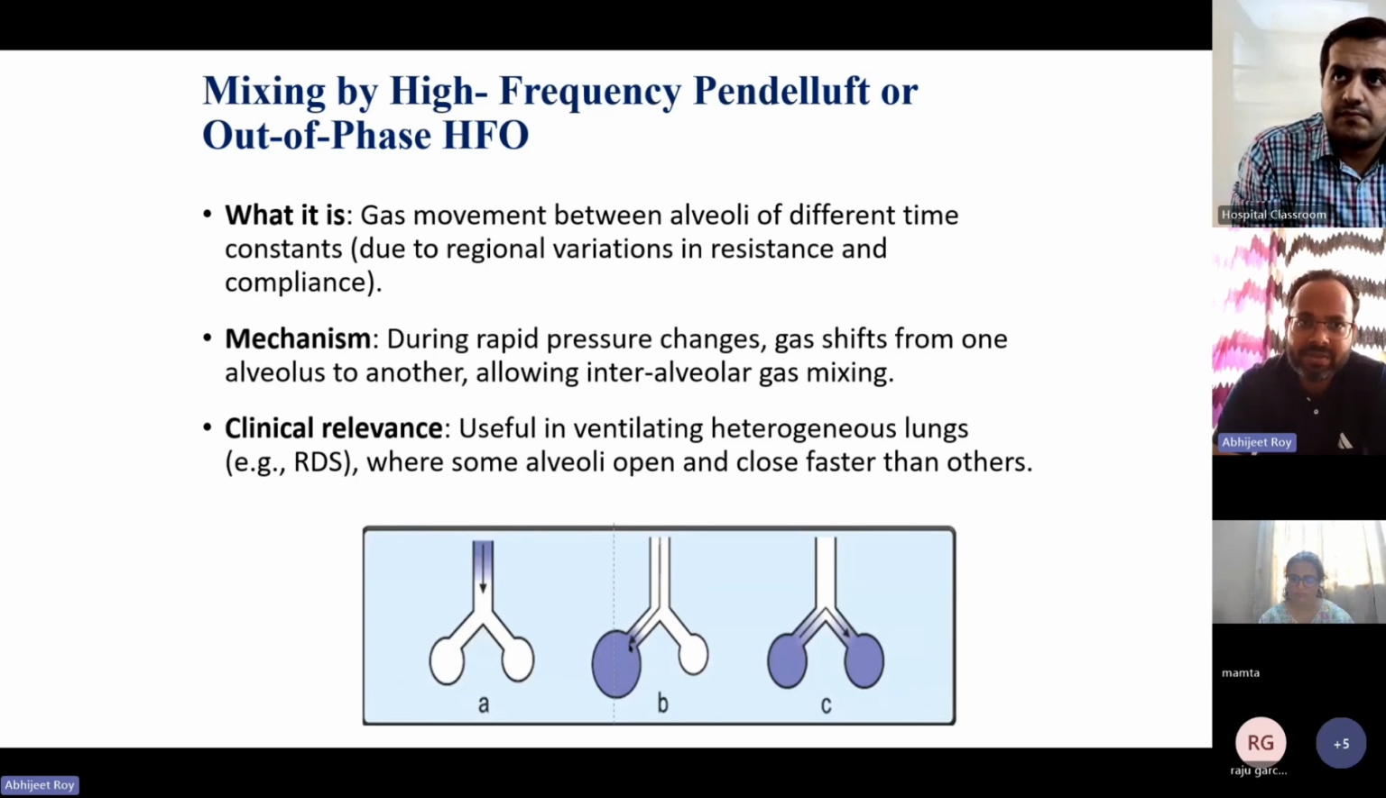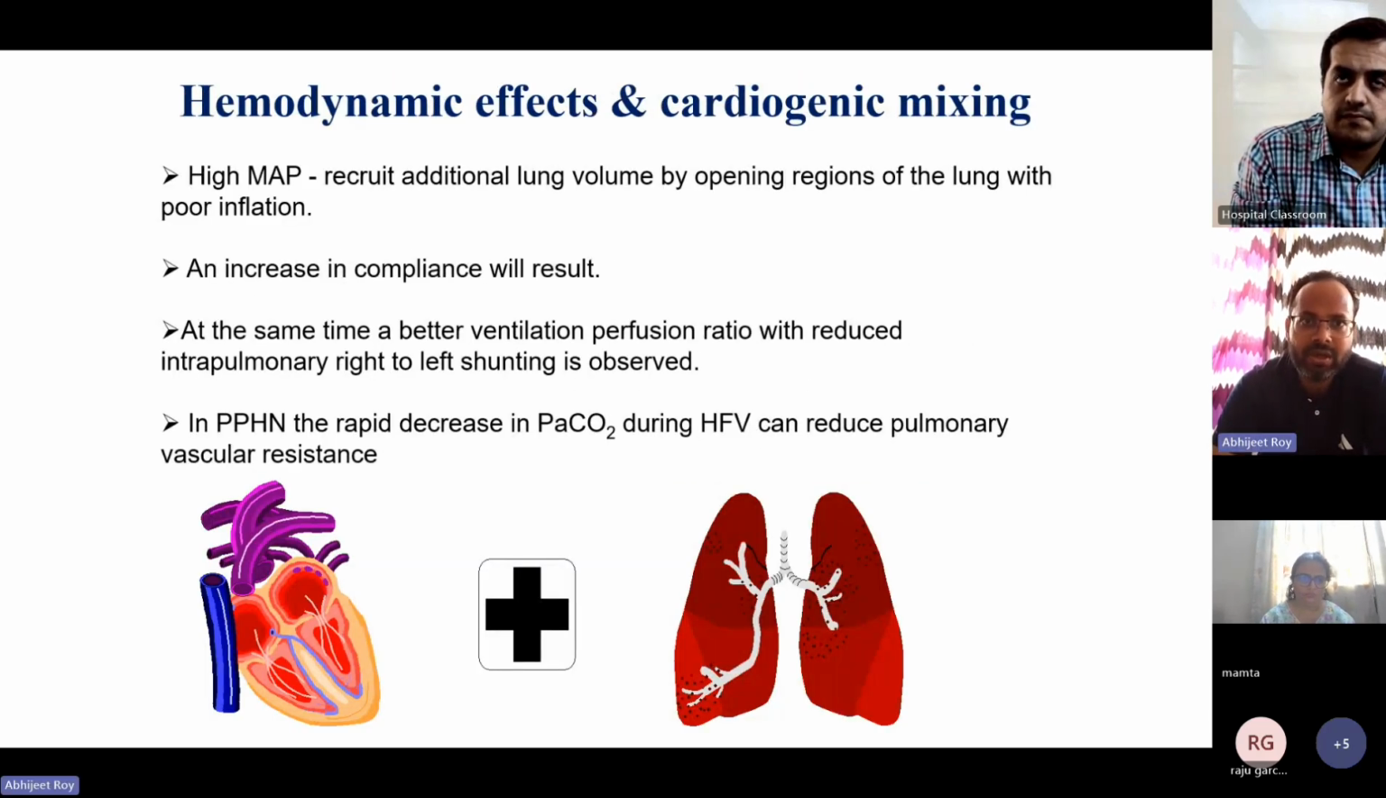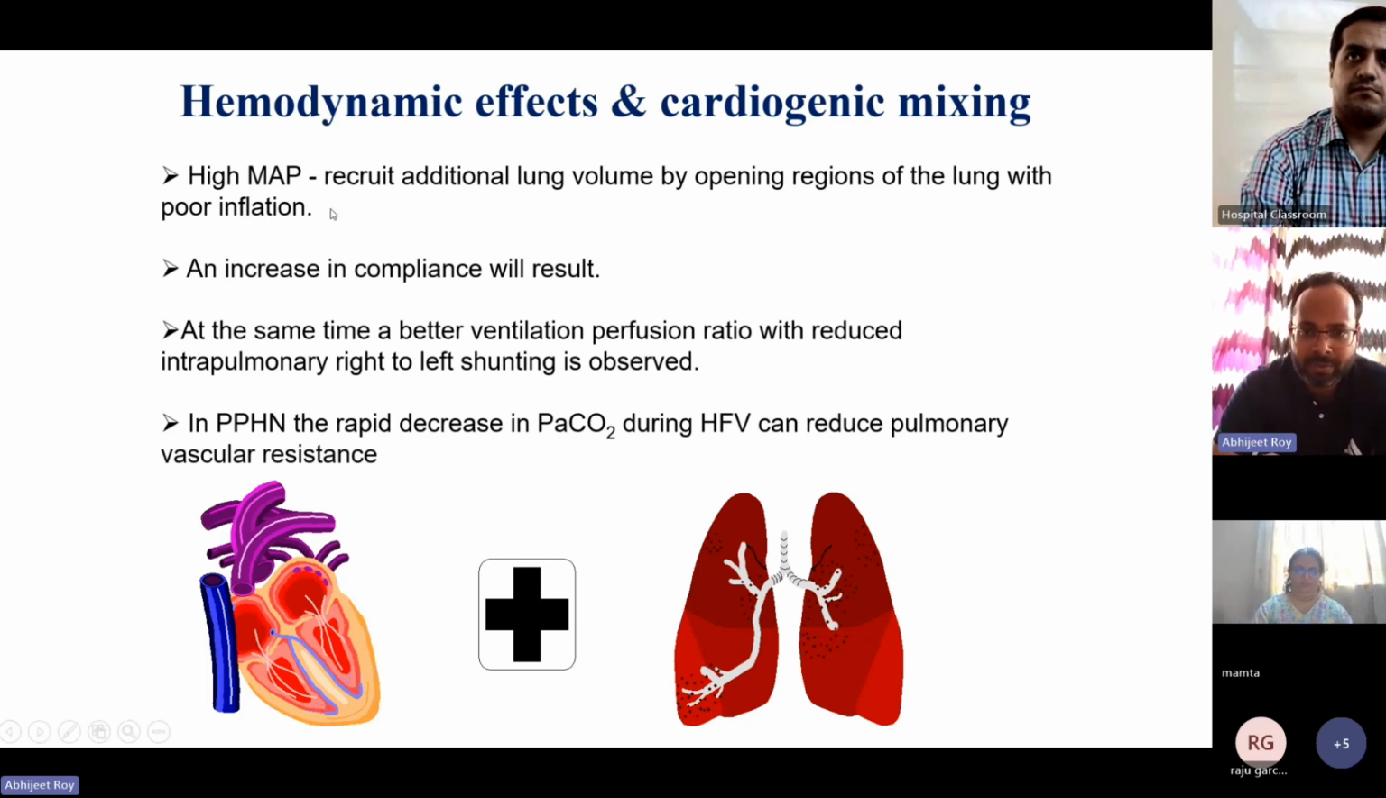So it is one of the prominent mechanisms for the gaseous exchange. Hemodynamic effects in cardiogenic mixing. What happens is that if we provide optimal MAP, then it helps in recruitment of the lung, and also the pulmonary vascular resistance is lowest at the optimal MAP. But if we increase the MAP, it will increase the pulmonary vascular resistance, and we may end up compromising the baby hemodynamically. But if the baby is optimally recruited, hemodynamic effects will be maximum and the ventilation perfusion ratio will be the best. So this is particularly useful in PPHN.